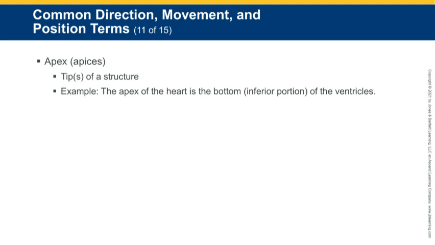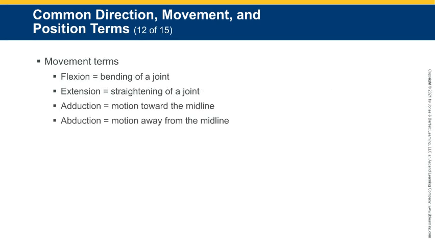Apex refers to the tip of a structure. For example, the apex of the heart is at the bottom of the ventricles. Movement terms include flexion, which is the bending of a joint, and extension, which is the straightening of a joint. Other terms include adduction, meaning motion toward the midline, and abduction, meaning motion away from the midline.